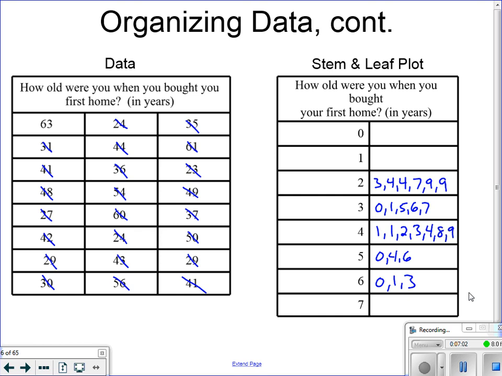Likewise, I could answer how old was the youngest person in this survey when they bought their first home. I can go to the top there and see that the youngest person was 23. So with a stem and leaf plot, you can get a little more specific with your questions. You can still figure out like how many people were in their 30s when they bought their first home. You just got to count it out there a little bit, but it is organized so that you could do that. So there's a stem and leaf plot, and the most important thing there is remember you have to put those numbers in order.